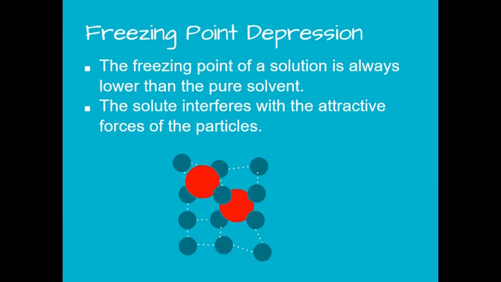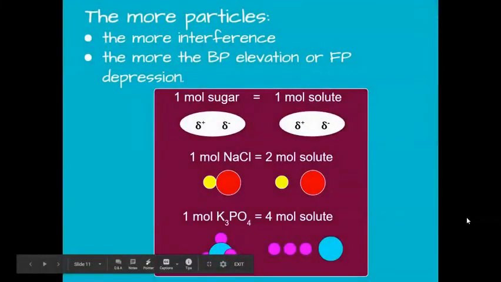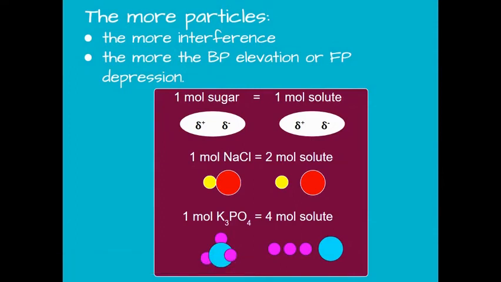This also shows us why it doesn't matter what kind of particles we have as solute, but how many. Because notice if I take one of these away, then these water molecules are able to organize and crystallize. So the more particles you have, the more interference they create, and the more the boiling point elevation or freezing point depression increases.